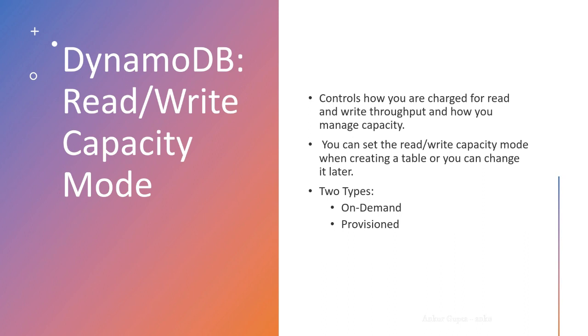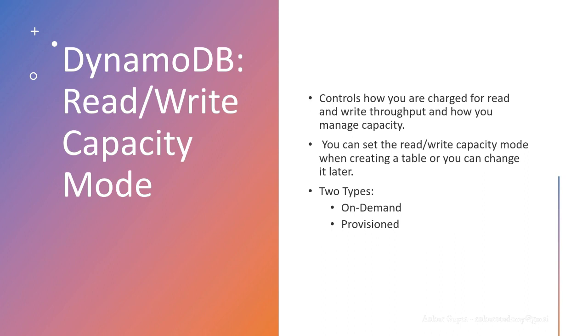The other mode is provisioned. In this mode you need to define your read and write capacity units or throughput that you expect your application to consume. So this is the mode to go with in cases when you have an idea of how your application traffic is going to behave beforehand. An ideal way to set up your capacity mode is to start with on-demand mode, and as your application grows and you have an idea of how the traffic behaves throughout the day or over a period of time, then you can switch to provisioned mode.